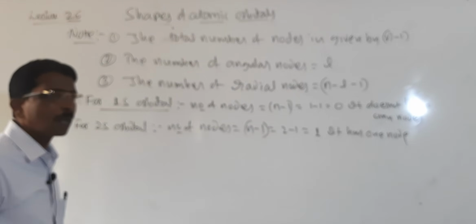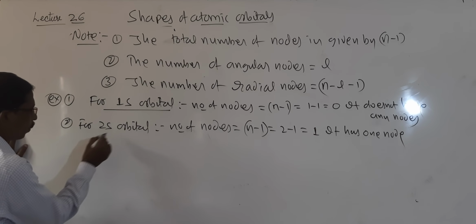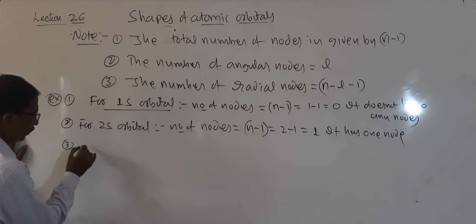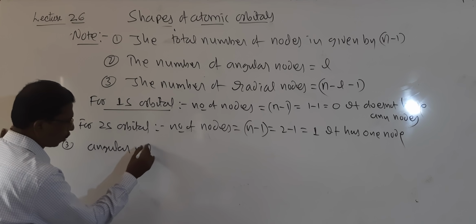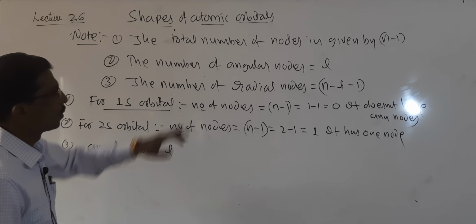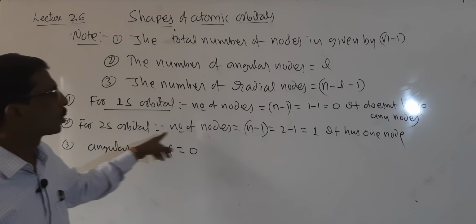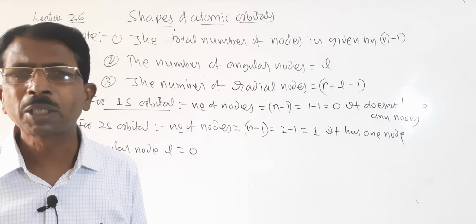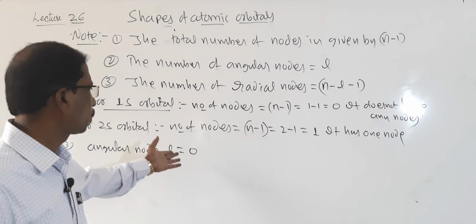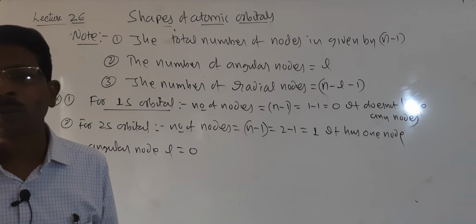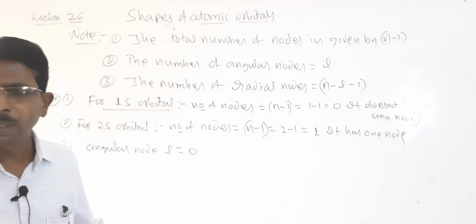Then what about the angular node for 2s? Angular node L is equal to 0 because it does not have angular nodes. The L value, the azimuthal quantum number, is 0 for s orbitals, so it does not have any angular nodes.